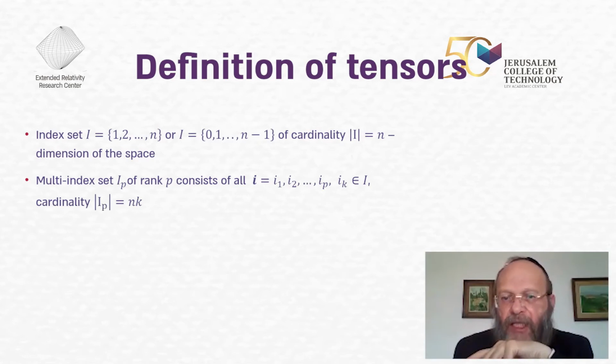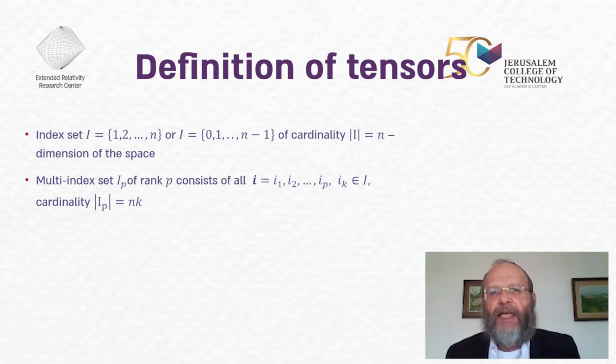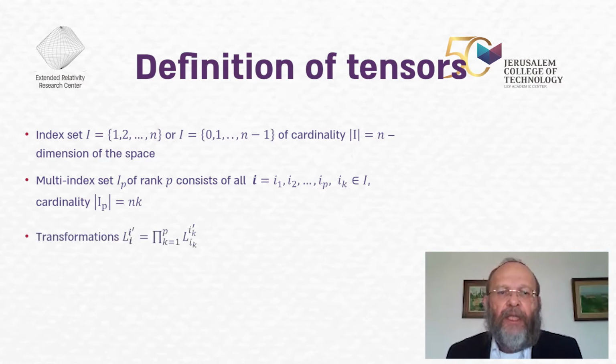We have to have multiple indices, as we see for matrices, and we have a multi-index set, a vector I consisting of indexes I1, I2, ..., IP, with each Ik from this index set, and its cardinality n. And we have those transformations L. If we have a multi-index, we simply take the product of them.